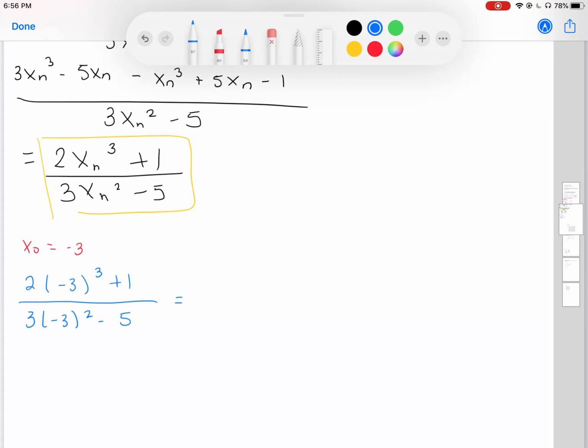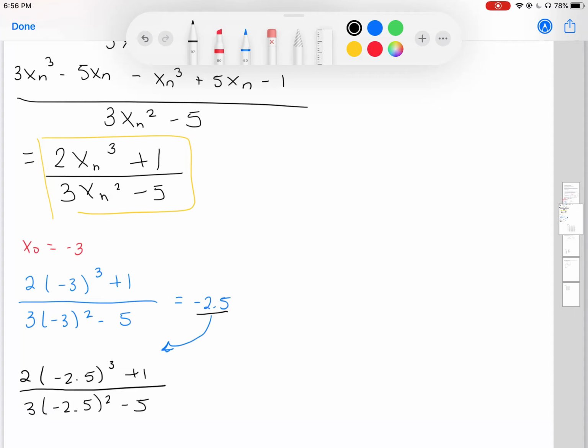This first one isn't so bad, but for the rest, you'll use your calculator for sure. So make sure you have your calculator handy. For this one, we get negative 2.5. Now we're going to go ahead and repeat that same formula with this new answer. So we have 2 times negative 2.5 cubed plus 1 divided by 3 times negative 2.5 squared minus 5.